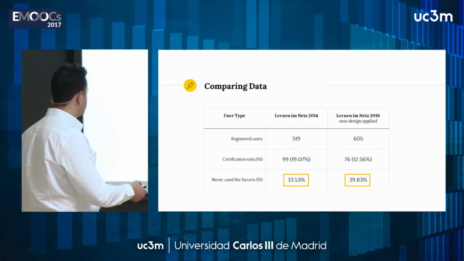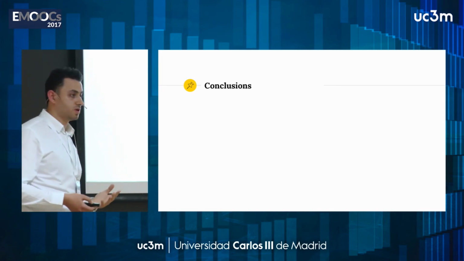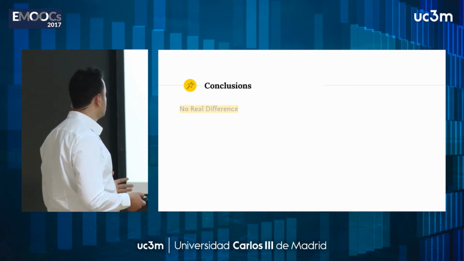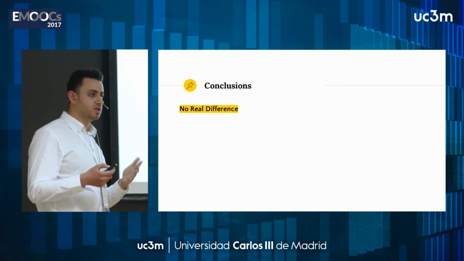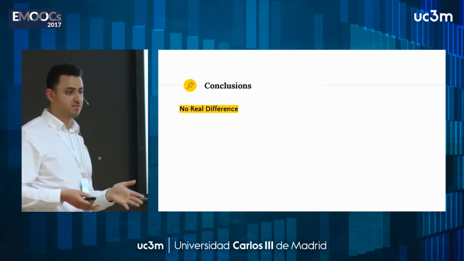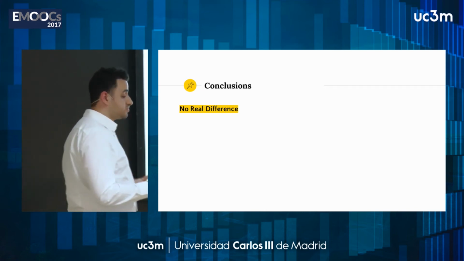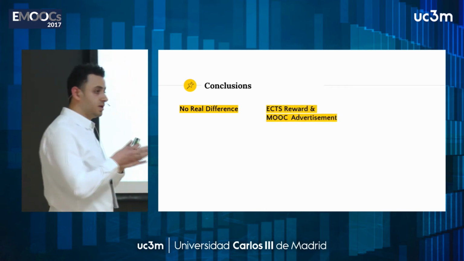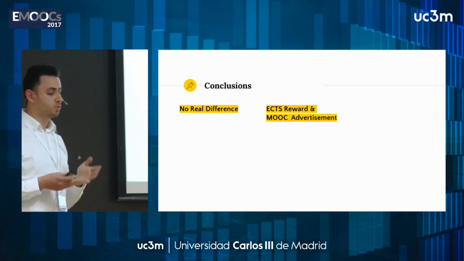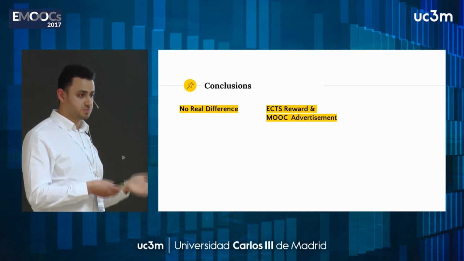So the conclusions for us are that there is no big difference. Adding just some extrinsic motives is not really enough to improve engagement of students. Another explanation is that in the old one, the students were rewarded with, for example, 4 ECTS points.